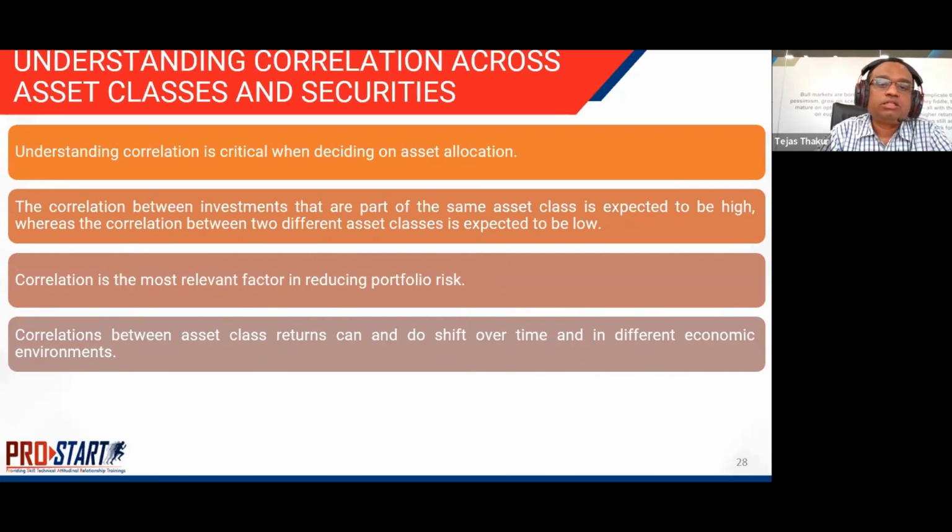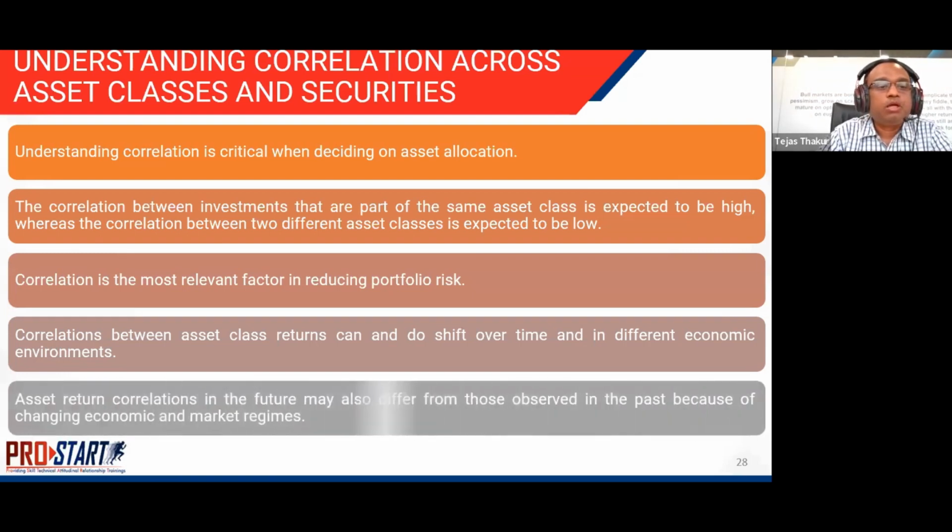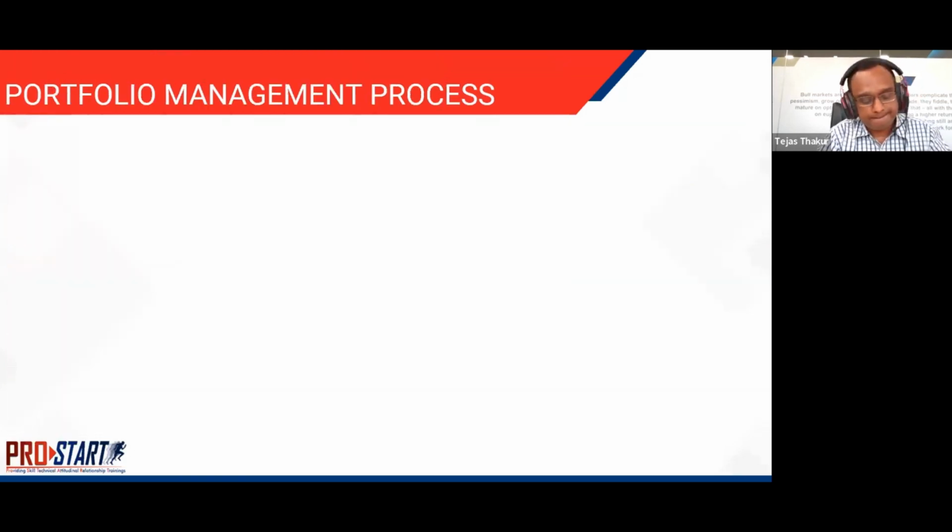Correlation between asset class returns can and do shift over time in different economic environments, and therefore it has to be continuously monitored and reviewed. Asset return correlations in the future may also differ from those observed in the past, because of changing economic regimes, and therefore you need to rework the correlation if required in the changed circumstances.